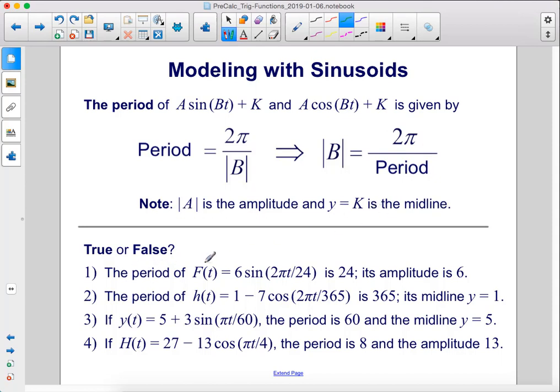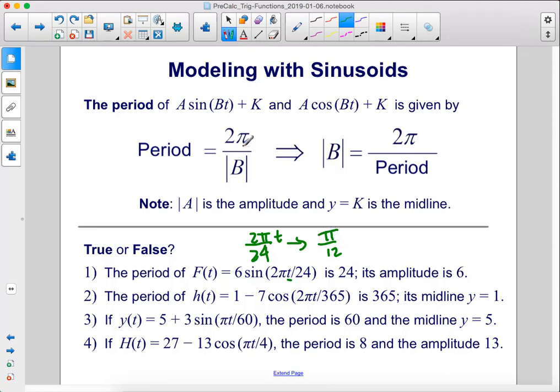The period of f of t equals 6 sine of 2 pi t over 24 is 24. Its amplitude is 6. True or false? Alright, so here, t is our variable, and everything else surrounding t is our b value, because here we see b times t. So that's 2 pi over 24 is b. That's what's multiplied by t. Now 2 pi over 24 can be simplified to pi over 12.